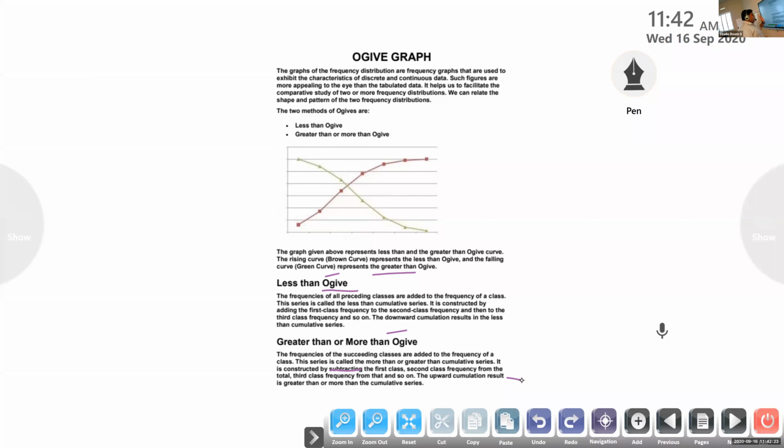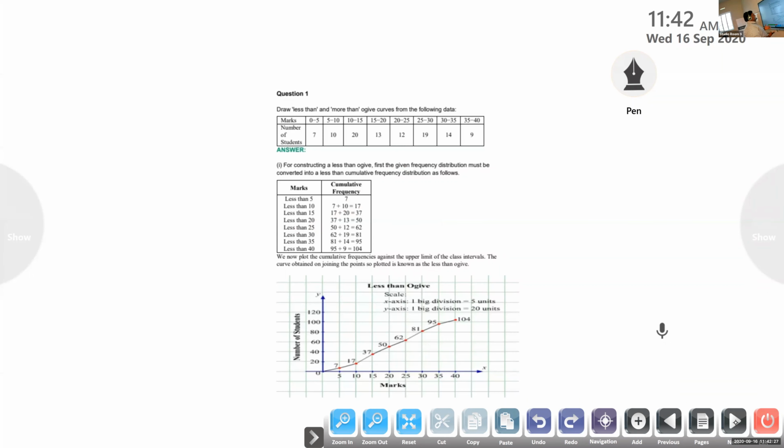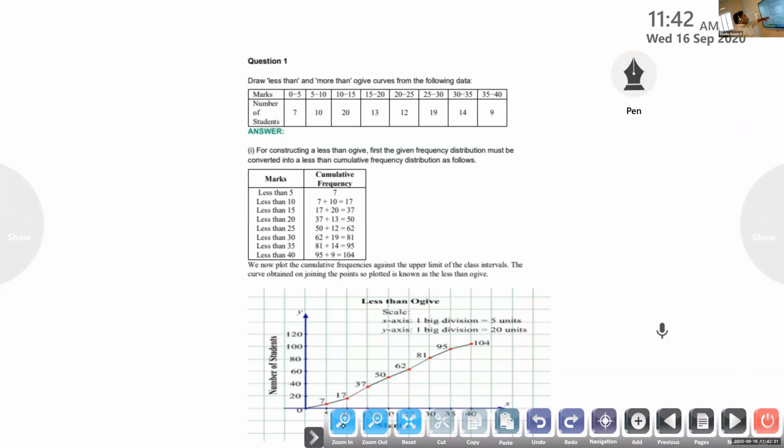I'm not going to explain that in greater detail, so we are moving forward with the construction of this method, the ogive. Here you can see question number one: draw less than and more than ogive curves from the following data. I already told you that two methods are there. One method where we add is called the less than. One method where we subtract is the more than method.